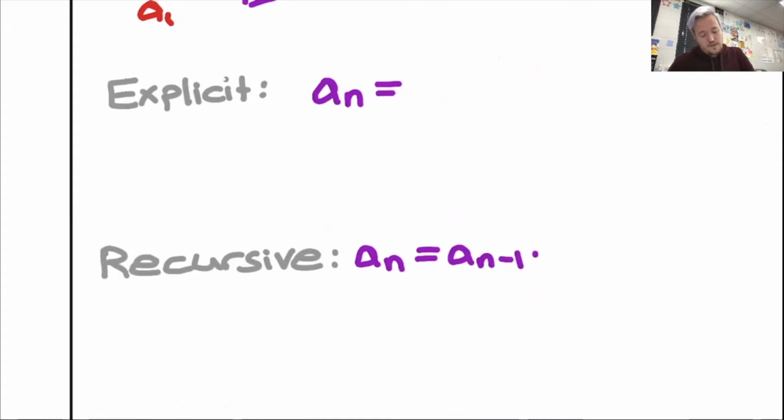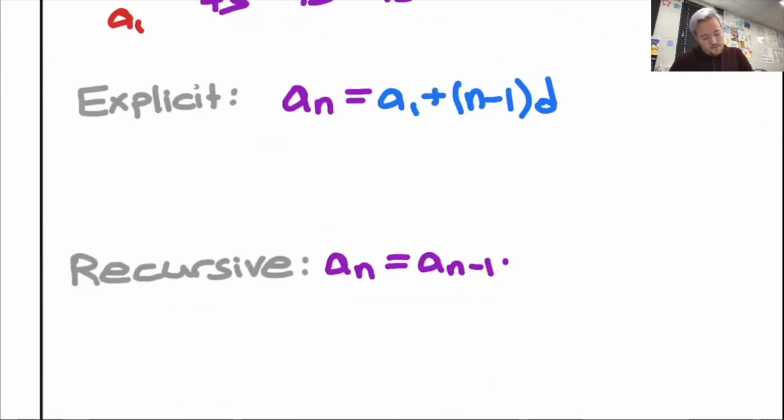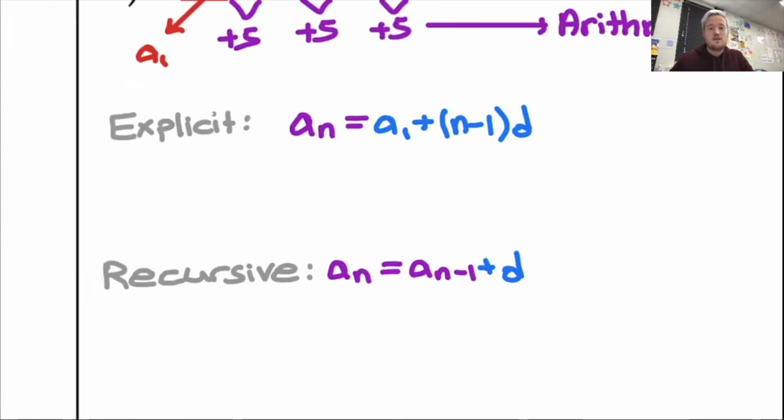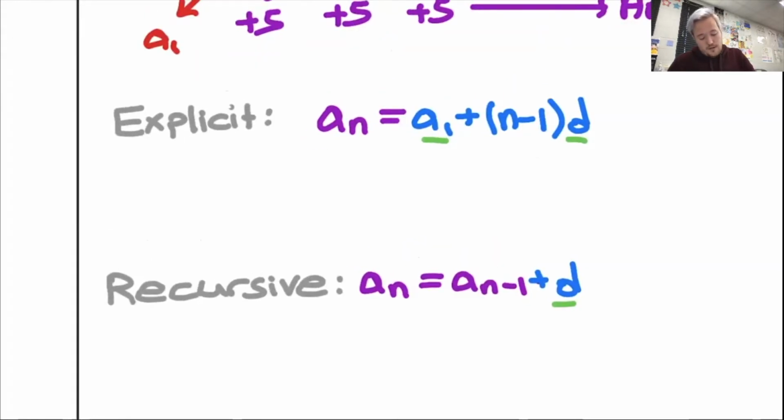All right, so what makes these different is the explicit is going to be A1 plus n minus 1 times the common difference. And then the recursive form, instead of multiplying, it's going to be plus the common difference. So just to show you how they're similar, but also how they're different. Once again, we're just going to plug in. We're plugging in for A1 and the common difference for the explicit. And for recursive, we're only plugging in for the common difference.